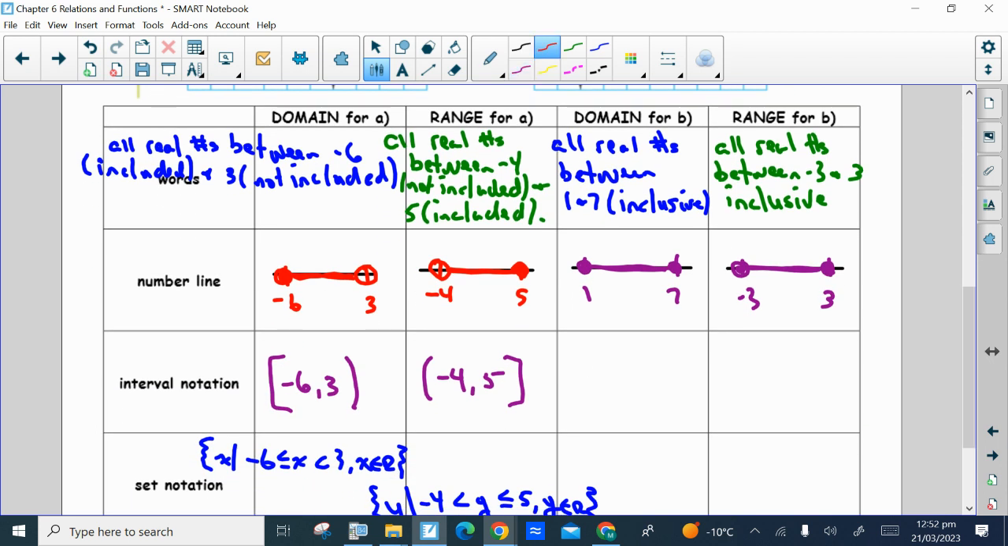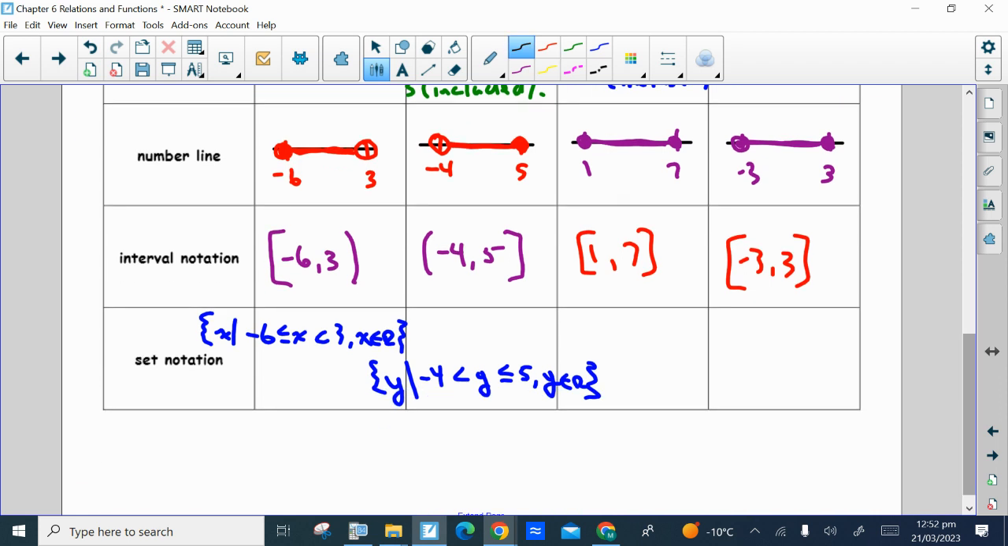Interval notation. Remember, it's always smallest to greatest, and because both end values are included, we use square brackets for the domain and the range. Smallest to greatest, square brackets because the end values are included.